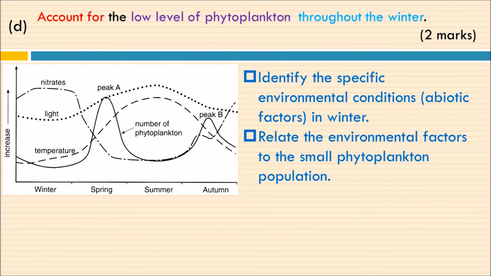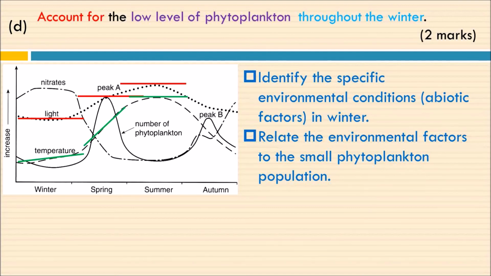Part D, we have to explain the low level of algae throughout the winter. Firstly, we have to identify the specific environmental conditions in winter. Then we compare these conditions with those in other seasons, particularly in spring and autumn. Thirdly, we can point out the particular factors leading to the poor growth and small population of the phytoplankton.